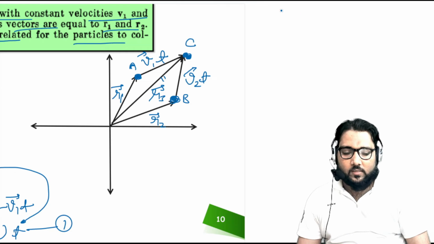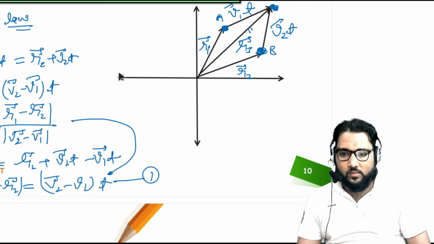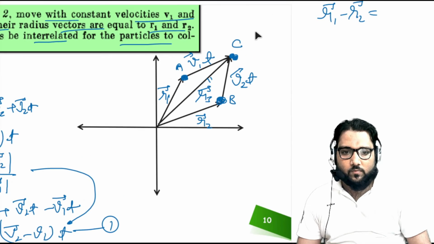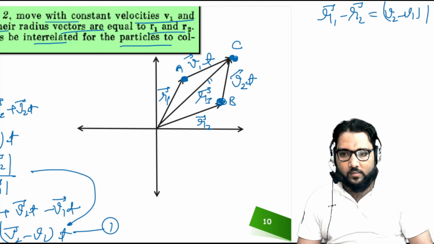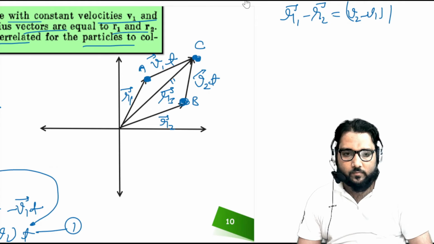What will come here? r1 minus r2, or v2 minus v1. Look at this, guys, v2 minus v1, and the time we have already calculated, that is time is modulus of r1 minus r2 divided by modulus of v2 minus v1.